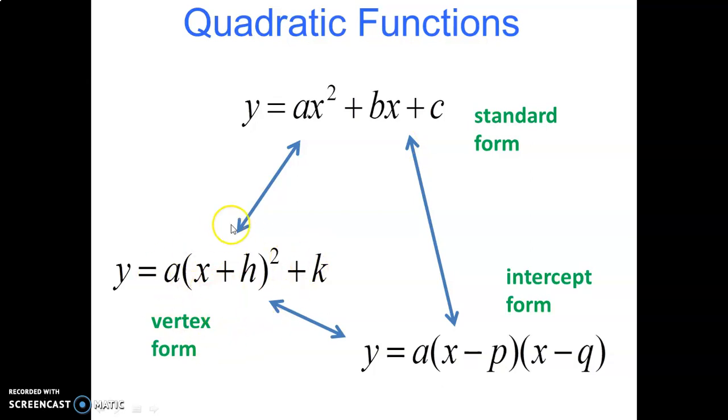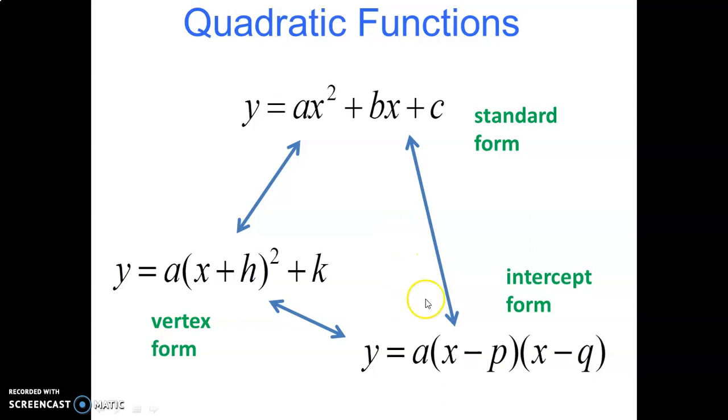In the recent video, we looked at vertex form. Now you should understand that h and k represent the x and y values of the vertex. And finally, a has the same effect in both of those. There's an a in front here, a in front here. That a determines the width of the parabola and whether it is concave up or concave down.